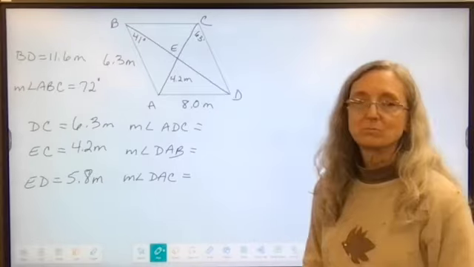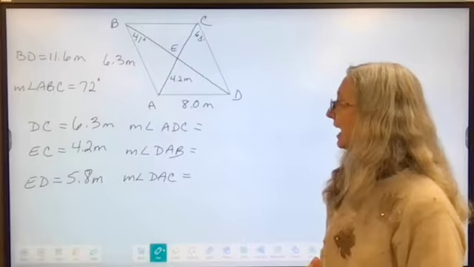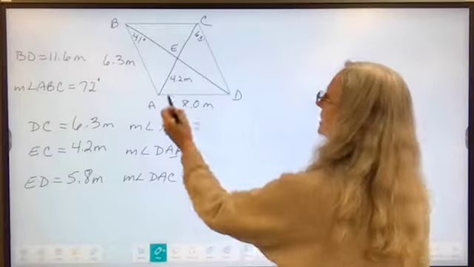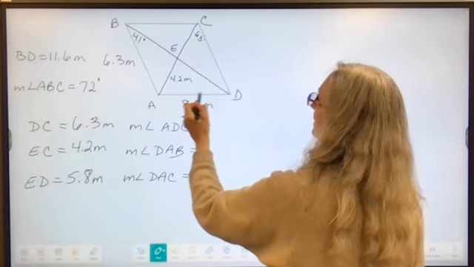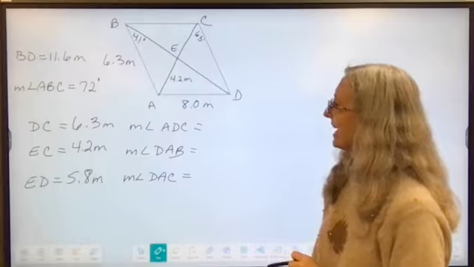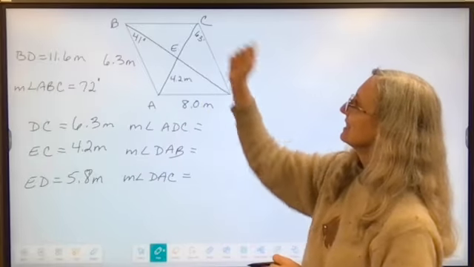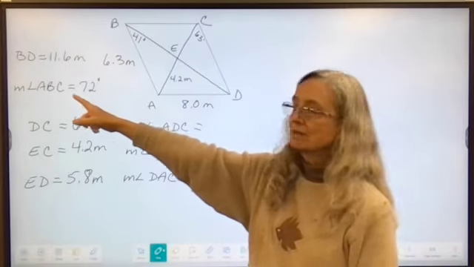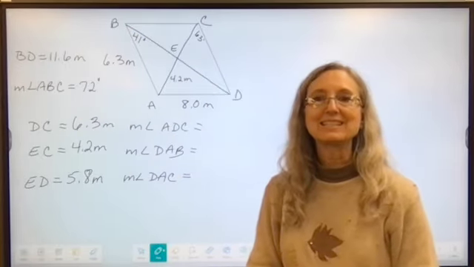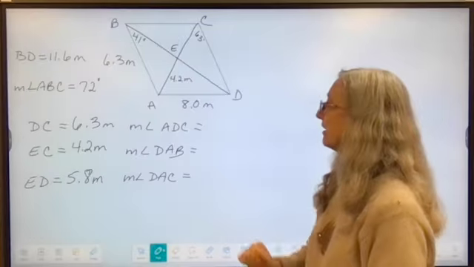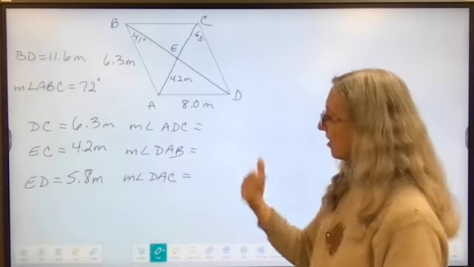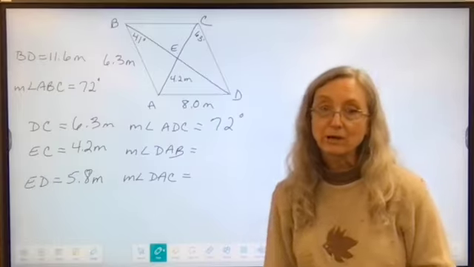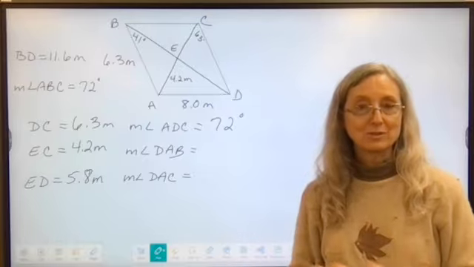So those are our problems involving side lengths. Let's look at some problems involving angles. I need to find the measure of angle ADC, which is this angle right here. I know that angle ADC is congruent with angle ABC, and it's been given to me that angle ABC is 72 degrees. Therefore, angle ADC also has to be 72 degrees, because in a parallelogram, opposite angles are congruent.